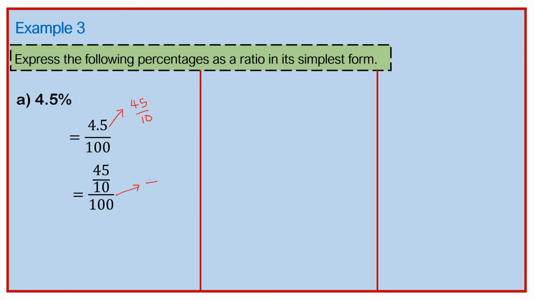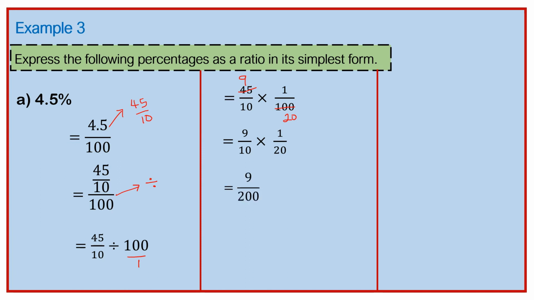This division sign can be made this one, such that we get 45 out of 10 divided by 100, and we can make this 100 out of 1, such that we get 45 out of 10 times 1 out of 100. If we divide by 5, here we shall get 9, and here we shall get 20, so that we get 9 out of 10 times 1 out of 20, which is the same as 9 out of 200, and the ratio will be 9 to 200.